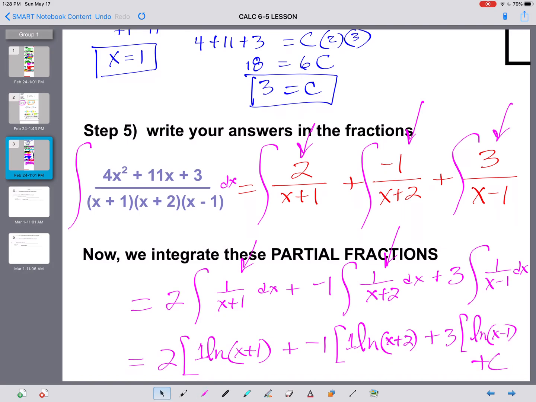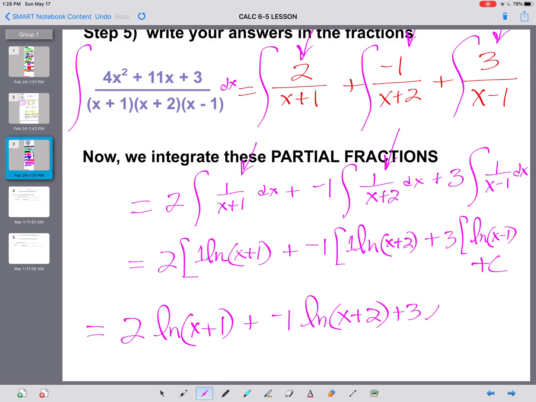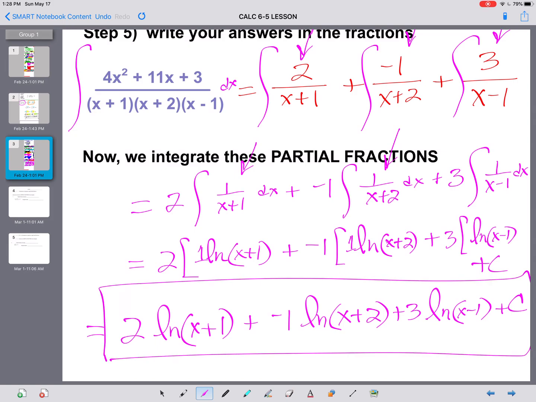Let's write it nice, okay? Here we go. Here's our final answer. 2 natural log of x plus 1 plus -1 natural log of x plus 2 plus 3 natural log of x minus 1 plus c. There it is. Partial fractions and the integration. That's wrapping up 6-5.